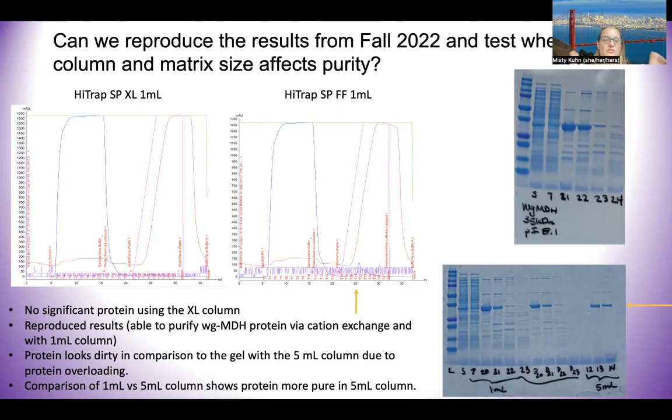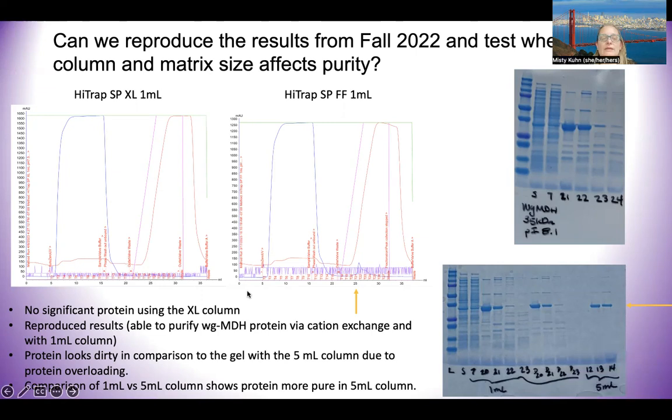And so what we did was we designed a test where we tried to purify the protein again on each of these columns. What we found was that the fast flow column was the one that actually worked. And so that reproduced the result that we had from before, compared to the XL column.